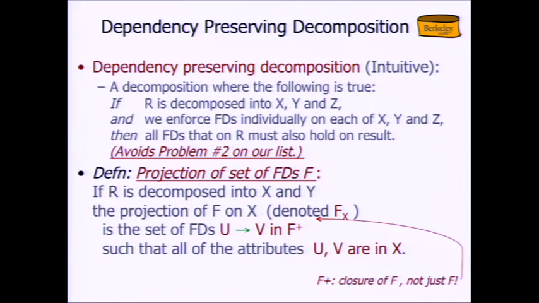We're going to define a projection of a set of FDs. If you take R and decompose it into just 2 for now, X and Y, the projection of F on X, which we'll denote F sub X, is the set of FDs U determines V in F plus, such that all of the attributes UV are in X. It's what you think it is. Take all of F plus. It's the things that are relevant to this table. They talk only about columns of this table. But we need to use F plus, unfortunately, because lots of things can be broken down into smaller FDs than the ones we wrote down in F, and then start to apply to projections.